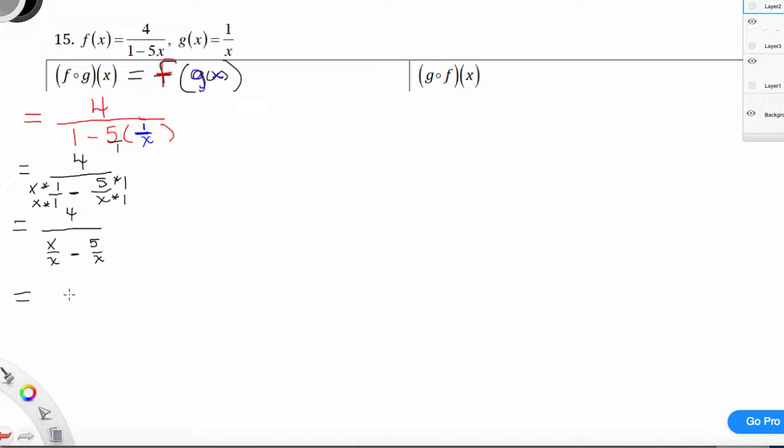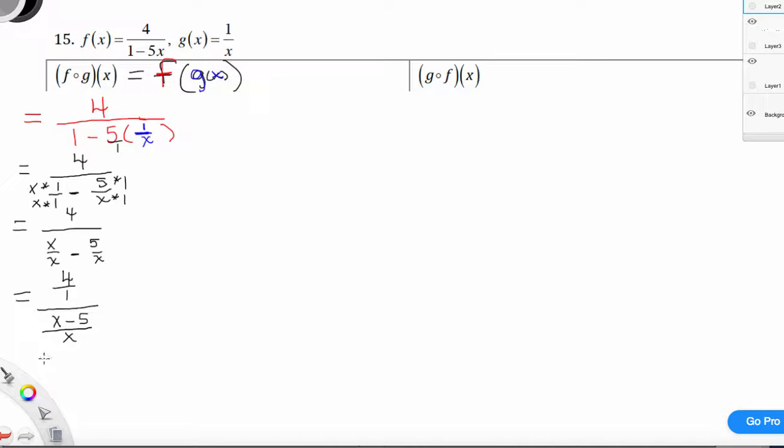And I'm also going to turn 4 into a fraction by putting it over 1. And then I end up with x minus 5 all over that common denominator of x. Once you get a common denominator with fractions, you can perform the operation on the numerator, whether it's plus or minus, and then put them over one single fraction bar with that common denominator. So that's what I did.